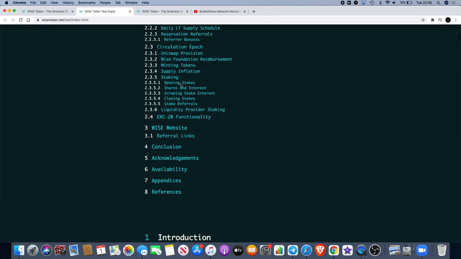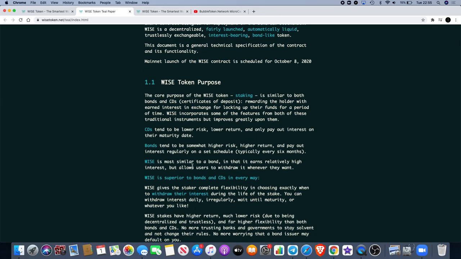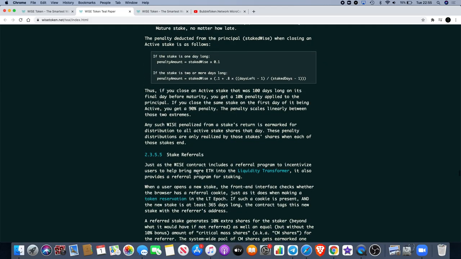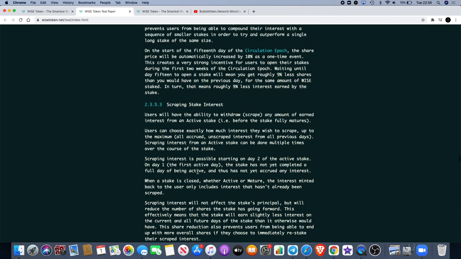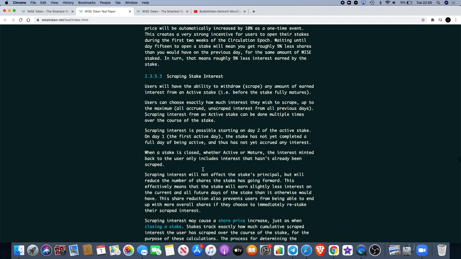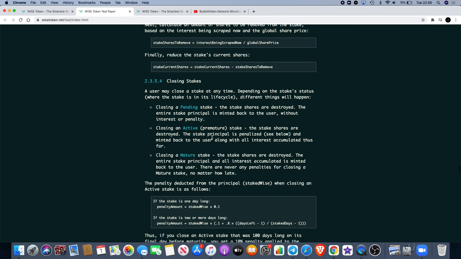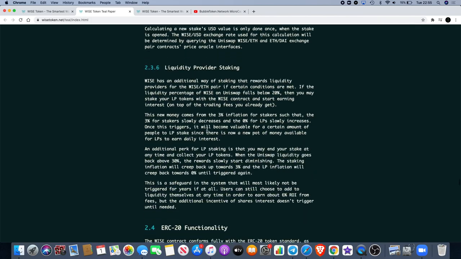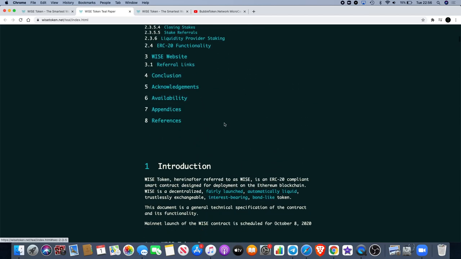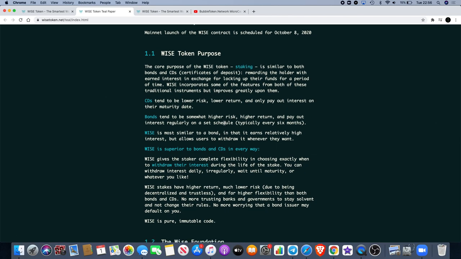All right, so we're going to look at the beginning, because this is the simple part just after the introduction, so we can find out exactly what it's about. But if you scroll down in the teal paper, there's a lot more about staking. We can see staking, open stakes, all these different types of staking information, scraping stake interest, closing stakes, stake referrals, so there's a lot of information in there. And again, we saw referrals, so there's a lot of money to be made on referrals for Wise Token. A lot of people think this is unique, a lot of people are willing to put their money on it, there's ownerless liquidity, all that sort of stuff. So for me, it's just interesting looking into this project because I've never seen anyone do it like this before.